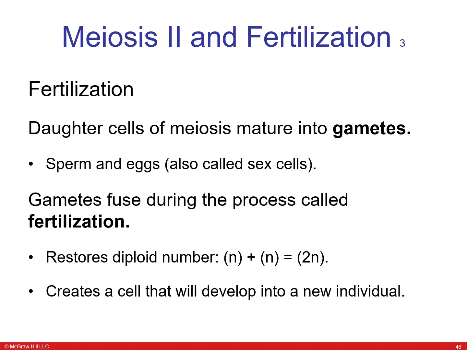All right, fertilization. So daughter cells of meiosis mature into gametes, so the sperm and the eggs, also called sex cells. And gametes fuse during a process called fertilization and restores the diploid number from 1N to 2N and creates a cell that will develop into a new individual.